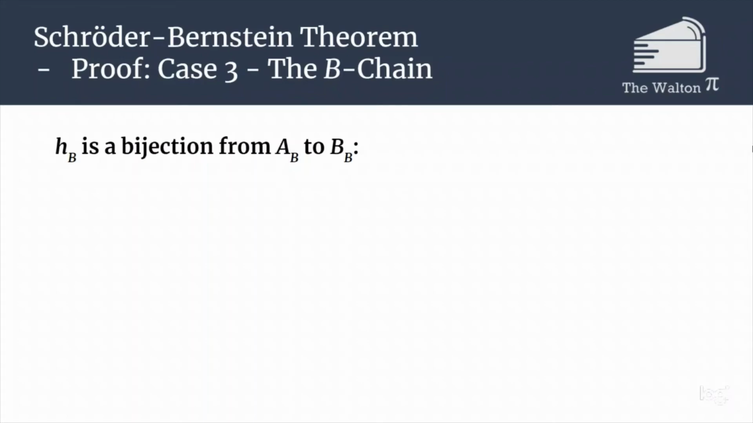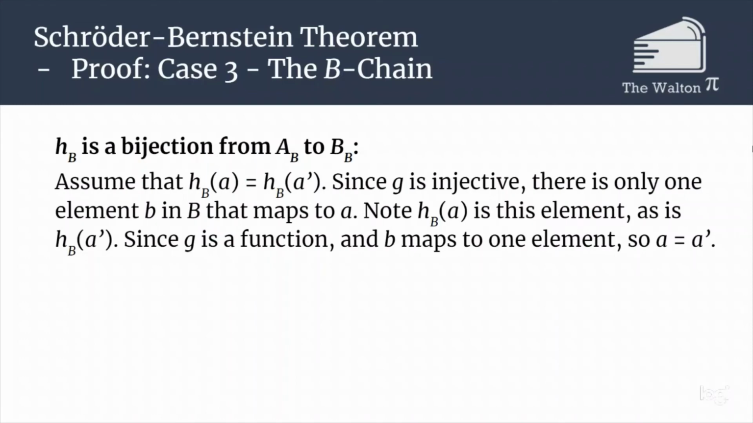Okay, to start off, let's prove that h sub B is injective. So, start by assuming that h sub B of A is equal to h sub B of A prime. Since G is an injective function, there is only one element B in the set B that maps to A. So, h sub B of A is going to be this element because B came right before A in our chain. So h sub B of A has to be this element, as it's the only option that can then map something to A via the function G.